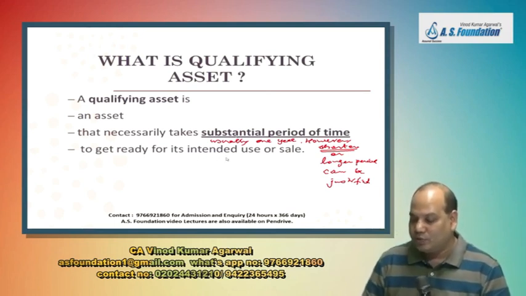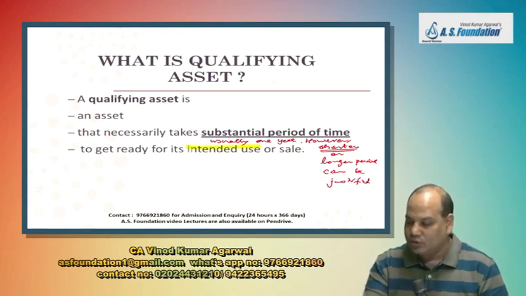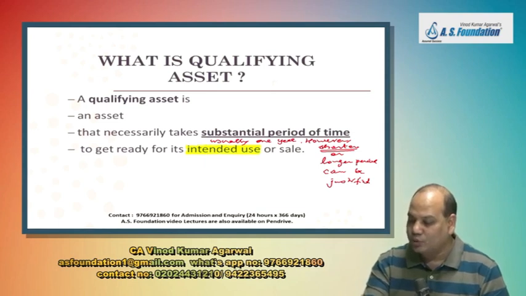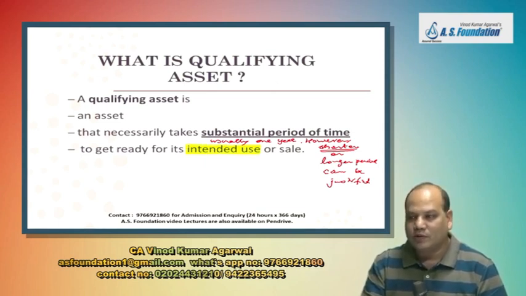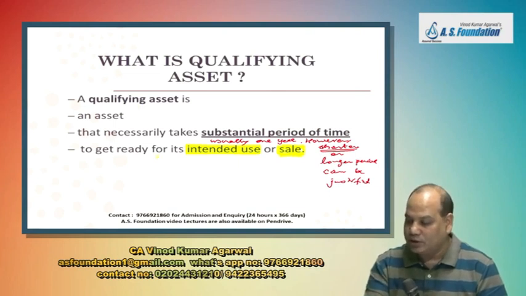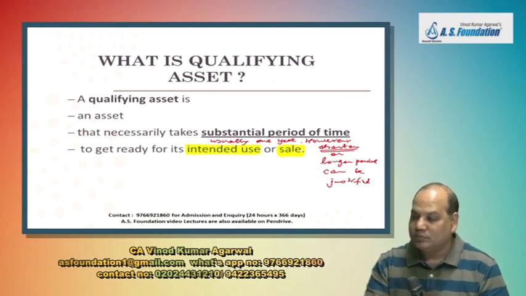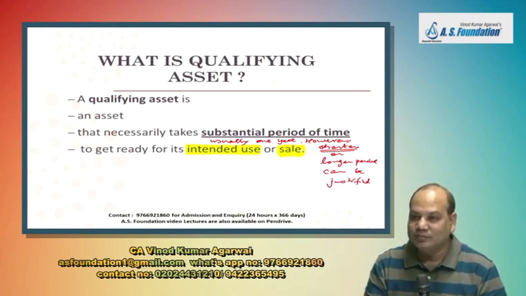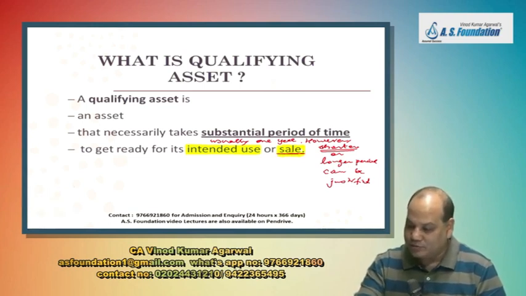Now, what is the difference between intended use or sale? Here you are going to construct it, produce it, or acquire it for your own use. So it will be mostly classified as property, plant, equipment or intangible asset. Or sale means after producing it or manufacturing it, you are going to sell it. So which qualifying asset takes substantial period of time before it is ready to be sold? Inventory item. Is it right? Inventory. Okay, so which inventory?